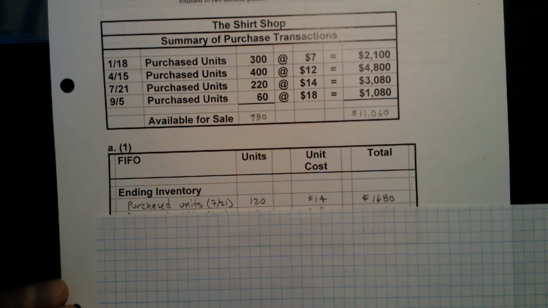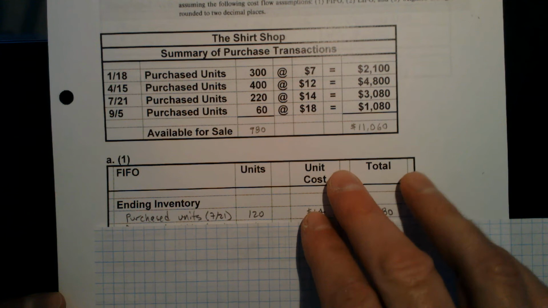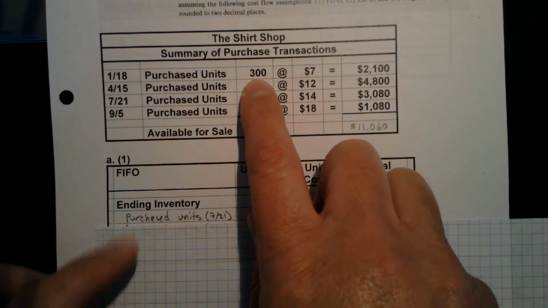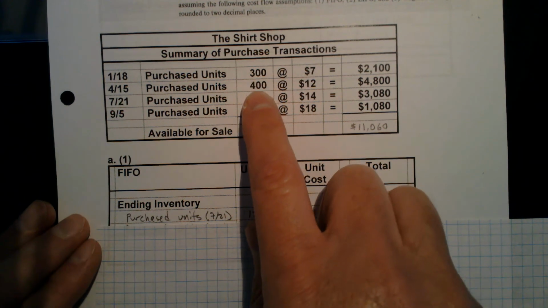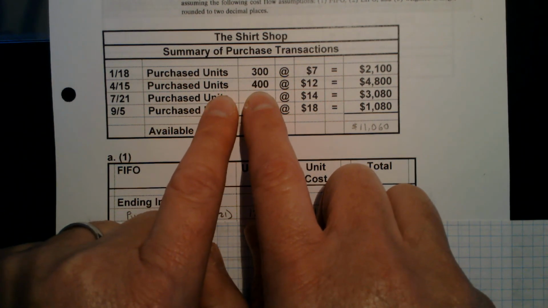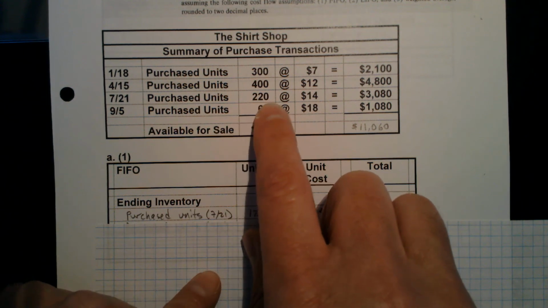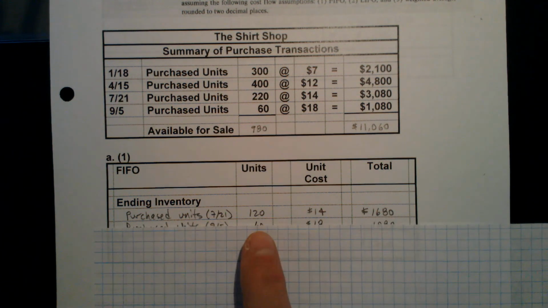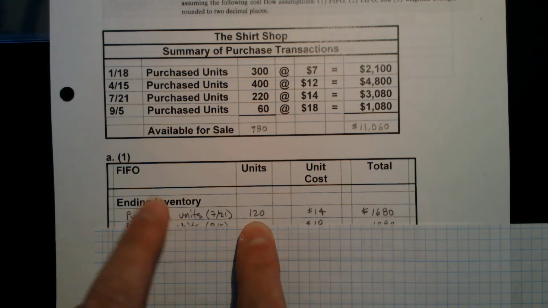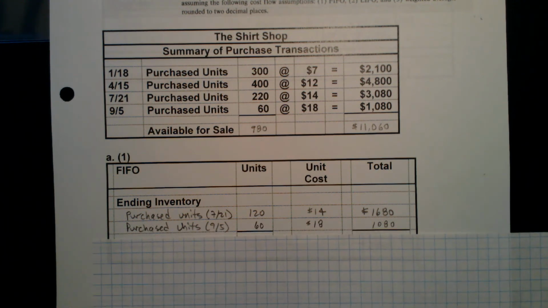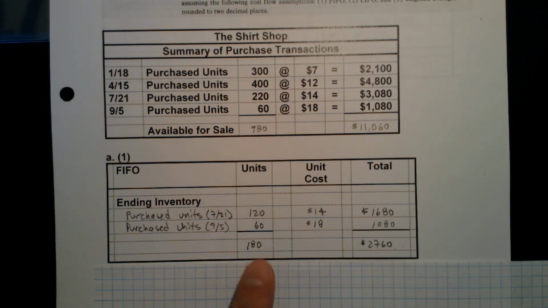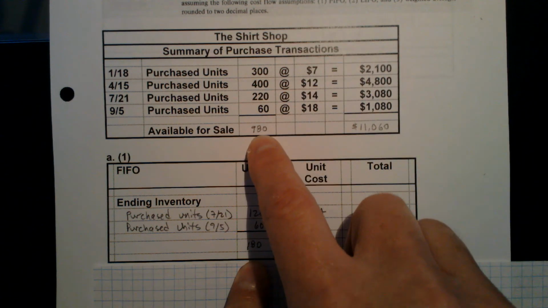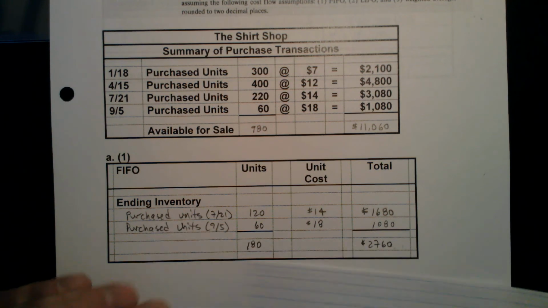And so for FIFO, I sold 800 units, so I'm going to be giving the customer all 300 of the first purchase. I'm going to give the customer all 400 of the second purchase, and I'm going to have to give them 100 of these 220. That's what will get me up to 800. So my ending inventory is going to be the other 120 from my July 21st purchase, and then the 9/5 purchase of 60 units. So my ending inventory will be $2,760, 180 units. 180 makes sense because I bought 980 and I sold 800, so 180 should be what I'm left with.